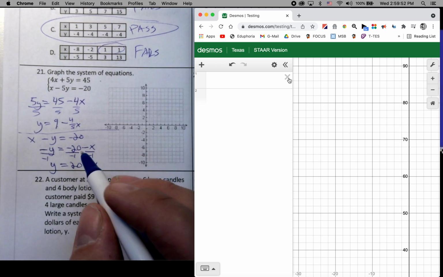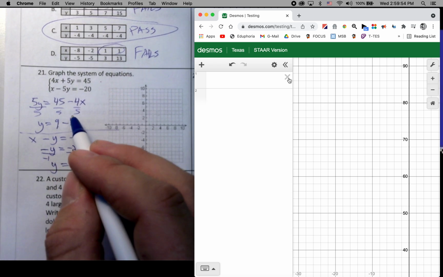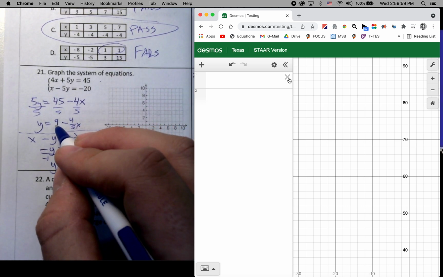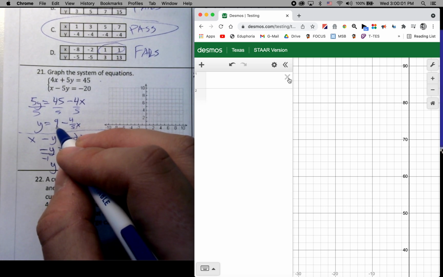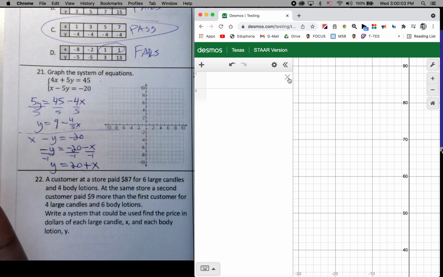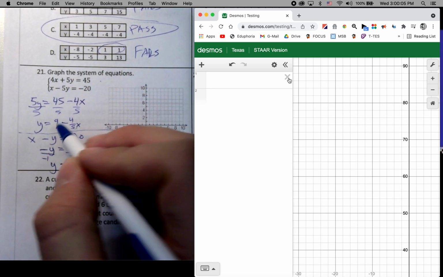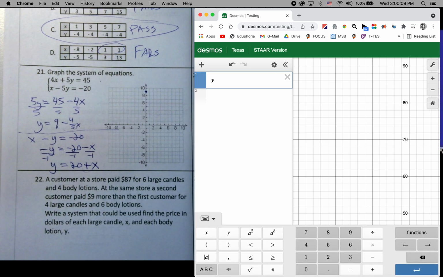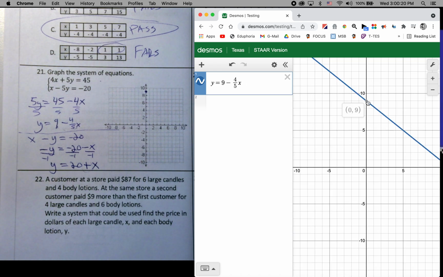Okay? So remember, the slope is the number that connects to the x. Because a lot of students will see this and think, oh, on this top one, the slope has to be 9. That's not the case. That's your y-intercept. Okay? And if I type that in Desmos, y equals 9 minus 4 divided by 5x. I'm going to hit the home button so it resets. You can see it crosses the y-intercept at 9.